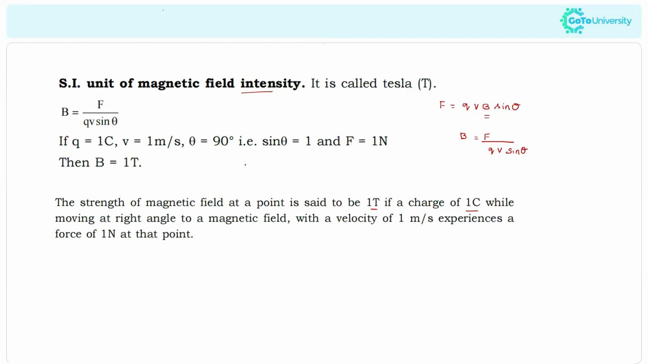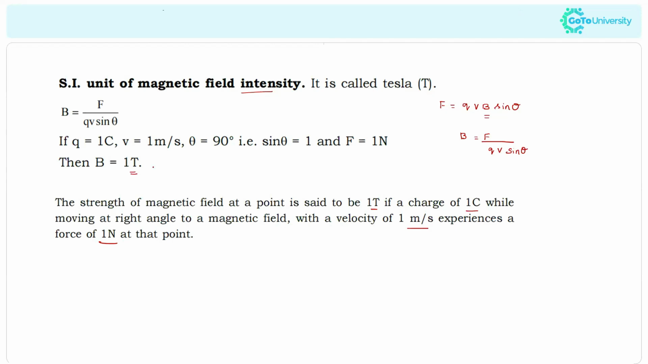The strength of a magnetic field at a point can be said to be 1 Tesla if a charge of 1 coulomb, while moving at a right angle to the magnetic field with a velocity of 1 meter per second, experiences a force of 1 newton at that point. So the magnetic field intensity represents how much magnetic field is present in a particular area. And the unit of magnetic field density is the Tesla.